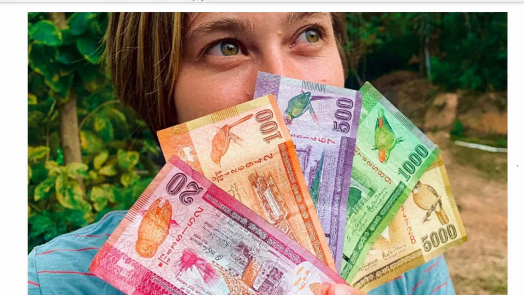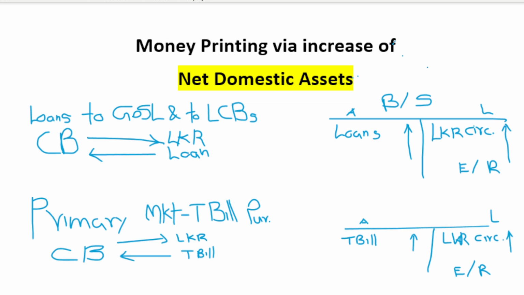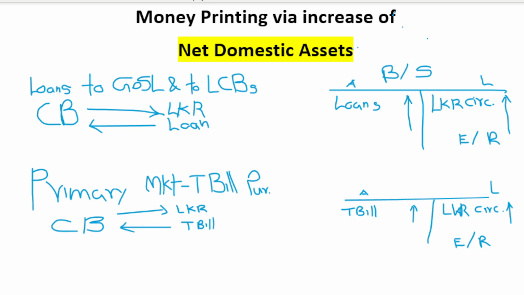Now we will be elaborating previous statements in this manner. With this demonstration, we can see when central bank grants loans to government and LCBs, it issues new money to the economy, and central bank accumulates loans.